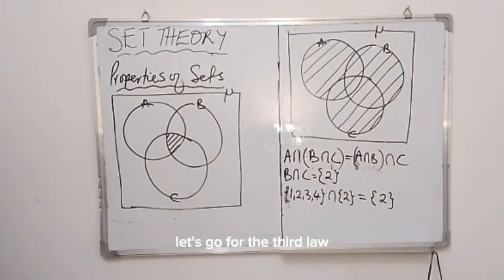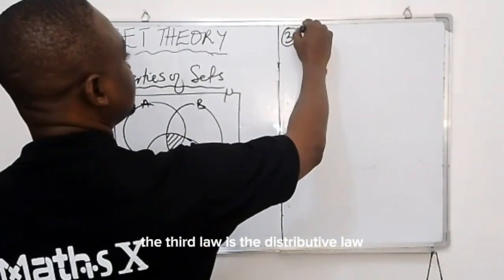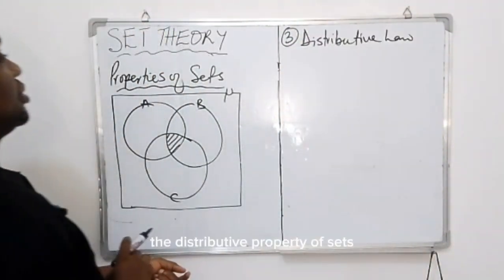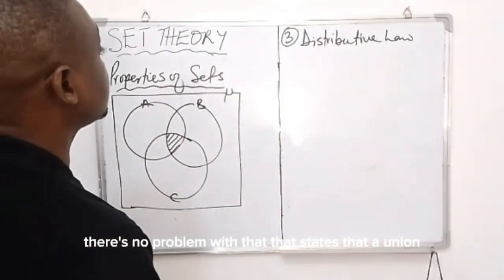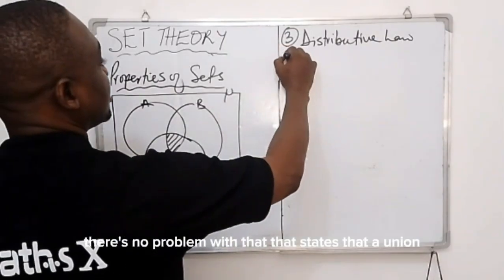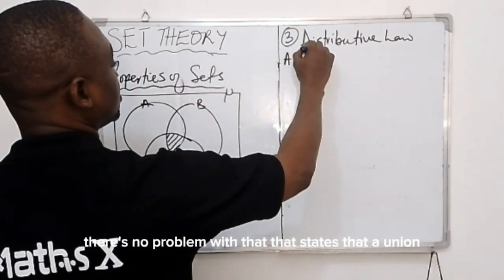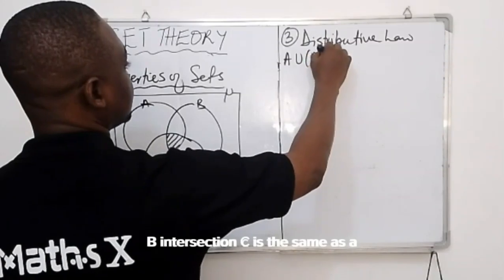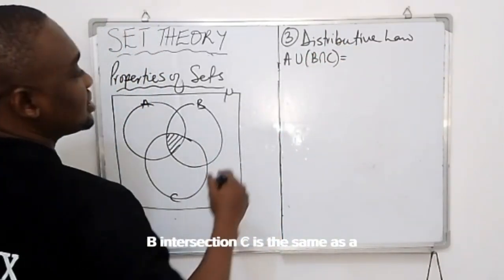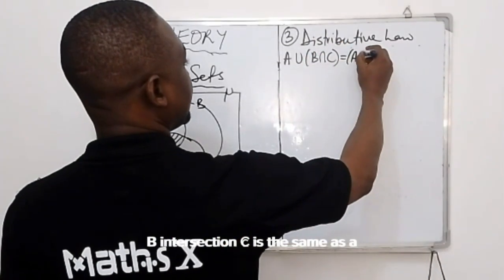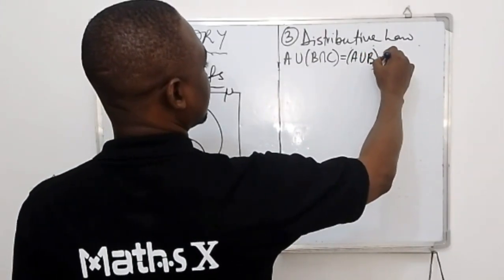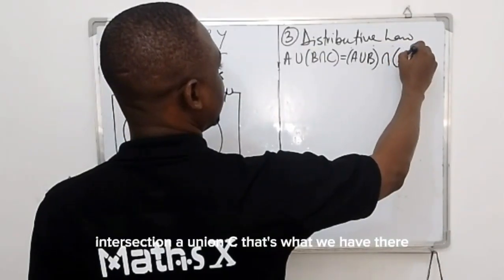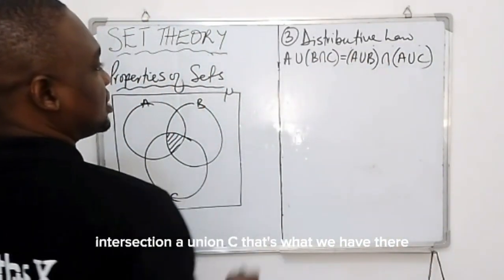Let's go for the third law or the third property of sets. I'll take off that part of the board. The third law is the distributive law. The distributive property of sets, you can call it a law, there's no problem with that. That states that A union B intersection C is the same as A union B intersection A union C. That's what we have there.